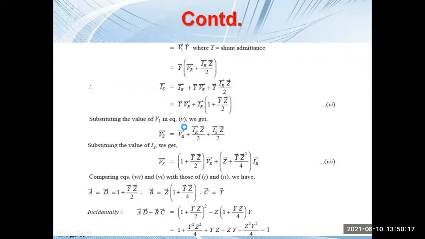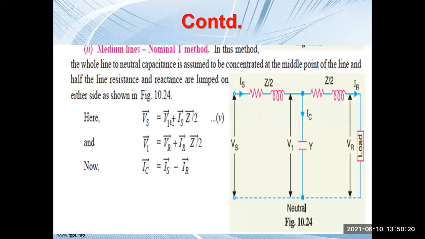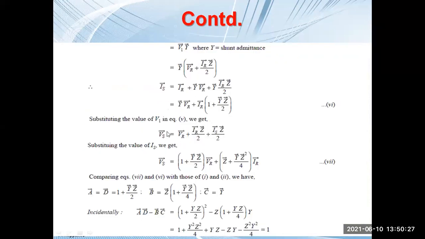So you see now, what is your Vs? Vs equal to V1 plus Is into Z/2. And V1 equal to Vr plus Ir into Z/2. We will substitute. So Vs equal to Vr plus Ir into Z/2 plus Is into Z/2. Is is known to us. So Is is YVr plus Ir into this. So we'll substitute Is. Next, this is a simplification basically. The component of Vr is taken in one bracket and the component of Ir in another bracket.